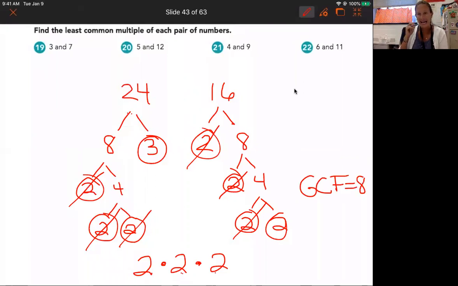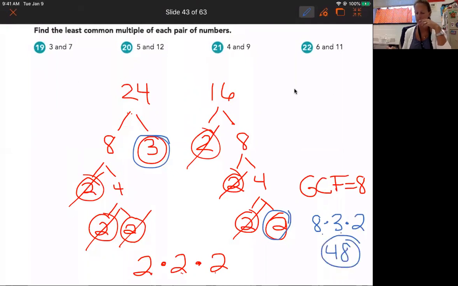Now you're going to take that 8, your greatest common factor, and multiply it by whatever's left. So we had the 3 left over and a 2 left over. So I'm going to do 8 times 3 times 2. So 8 times 3 is 24. 24 times 2 is 48. So that means my least common multiple is 48.